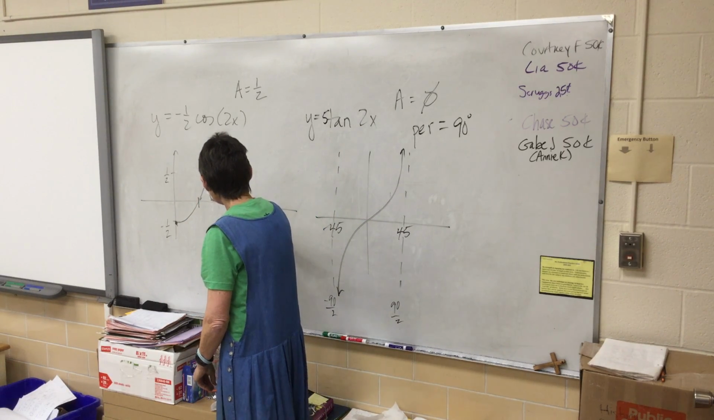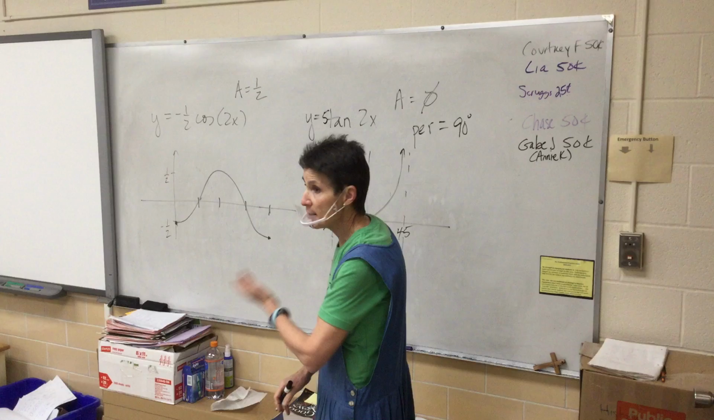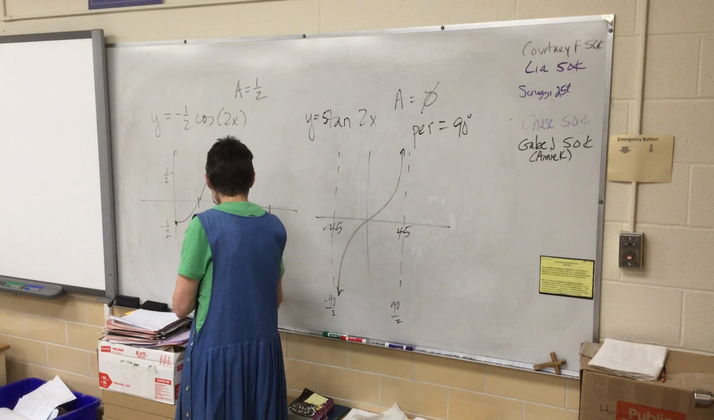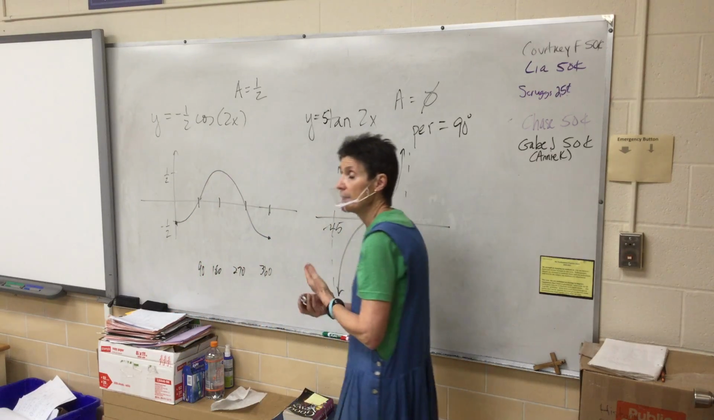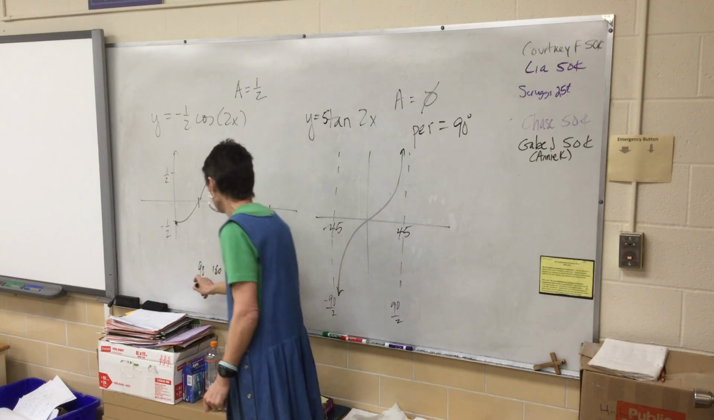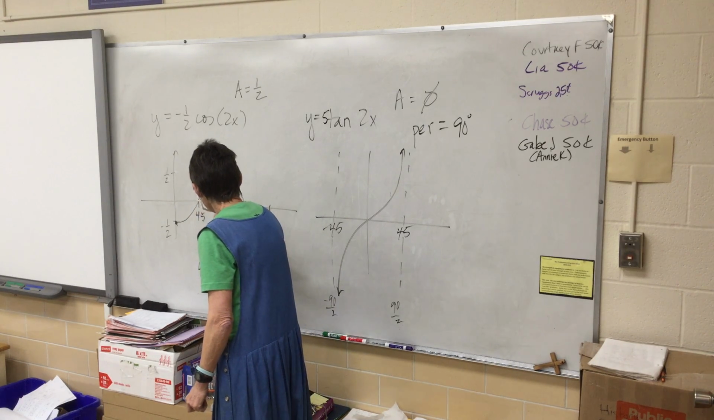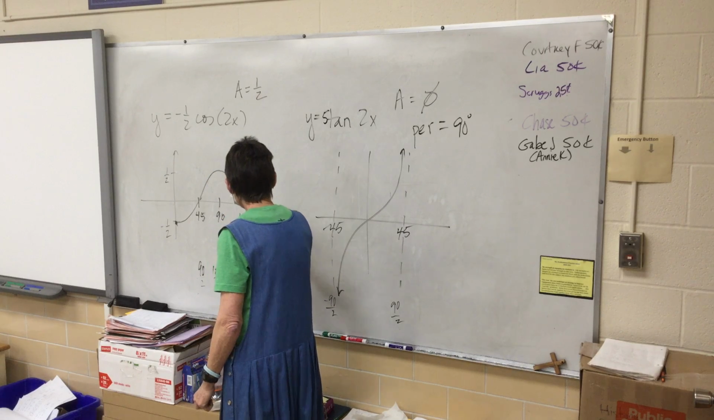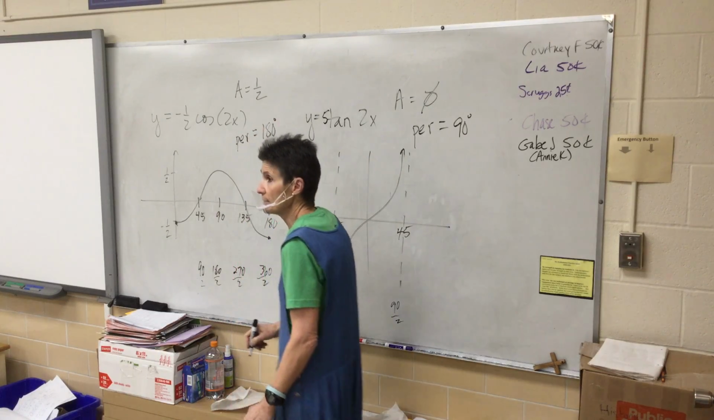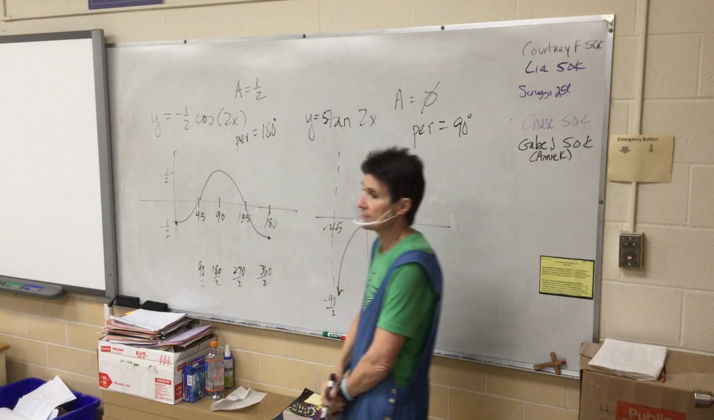We want to know where it crosses, and we want to know where its high point is. So you've got the same marks that you have with the sine: 90, 180, 270, 360. Except divided by 2. So they're at 45, 90, 135, and 180, which makes my period 180 degrees. From start to finish is 180 degrees.